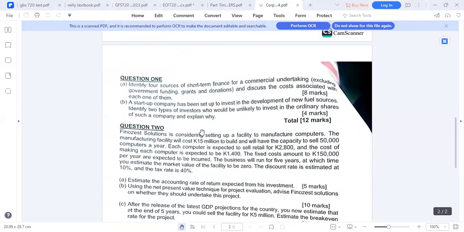Okay. So part B, a startup company has been set up to invest in development of new fuel sources. Identify two types of investors who would likely invest in ordinary shares of such a company and two types of investors who would be unlikely to invest in ordinary shares of the company. Explain why.